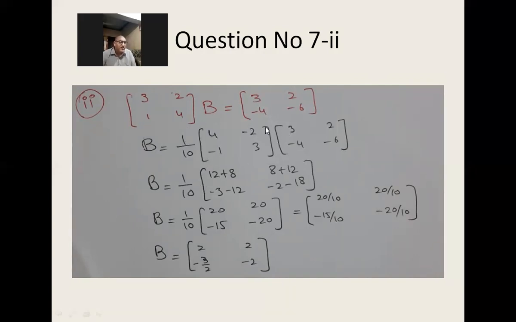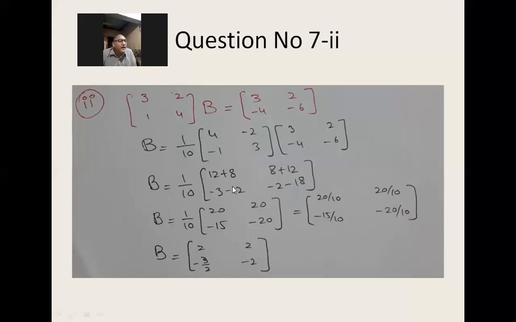4 multiply 3, that's 12. Minus 2 multiply with minus 4, that's plus 8. 4 multiply 2, that's 8. Minus 2 multiply with minus 6, that's plus 12. Then the second row's turn is to multiply. So the second row will multiply with the first column, and then it will multiply with the second column. So now you will have minus 1 multiply 3, that's minus 3. 3 multiply minus 4, that's minus 12. So minus 1 multiply 2, that's minus 2. And 3 multiply with minus 6, that's minus 18.